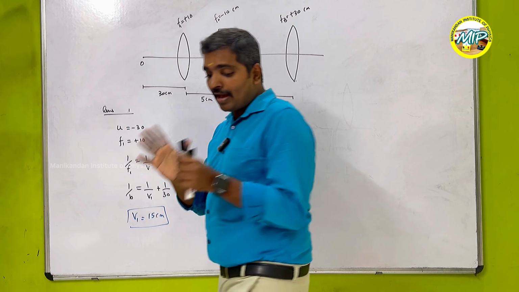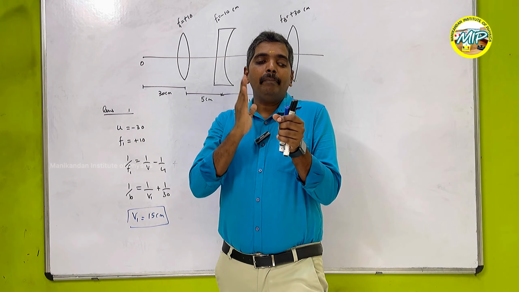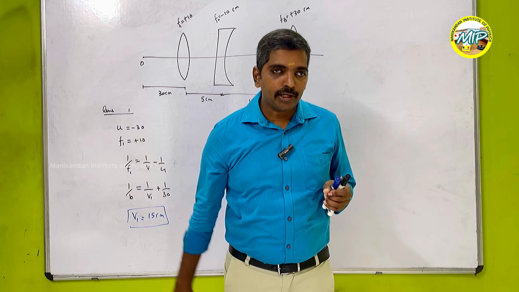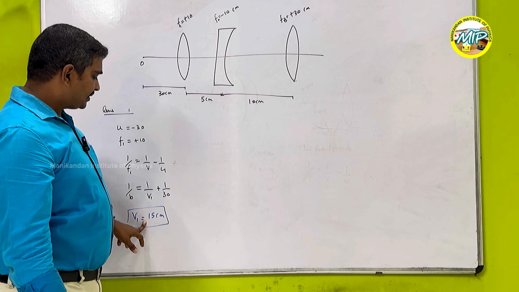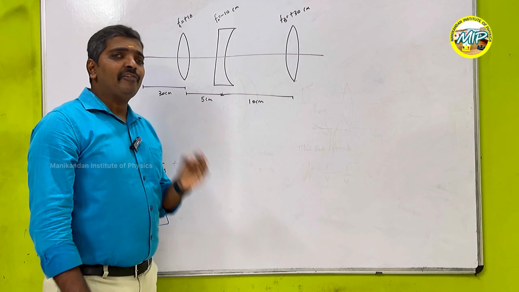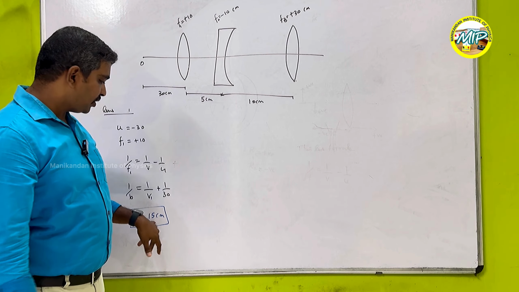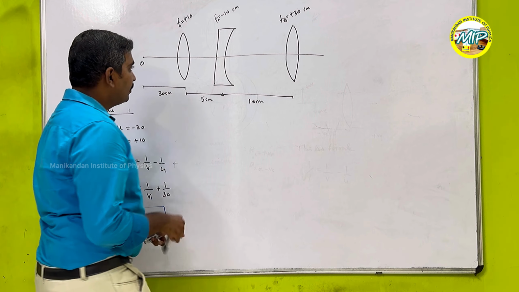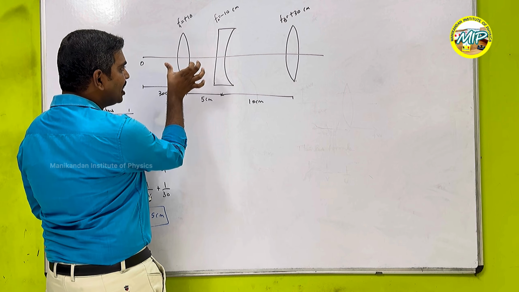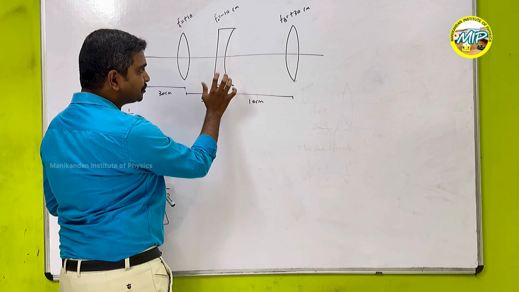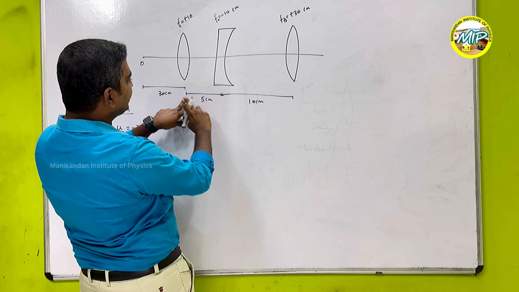So it's somewhere here, and this is only 5 centimeter. In the middle of that, I am going to place my planar concave lens. So this is my planar concave lens we are placing here. What's happening here? The image produced by the first lens acts as an object for the second lens. With respect to this lens, the image formed is somewhere here, 5 centimeters away from here.